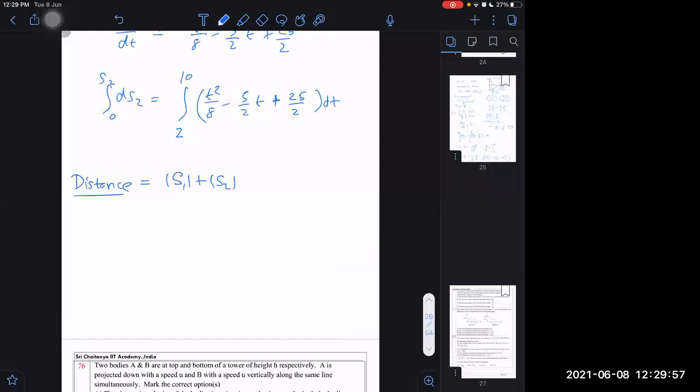Sir, is it 0 to s2 or 8 to s2, sir? What? Displacement limits. Can you explain, sir?